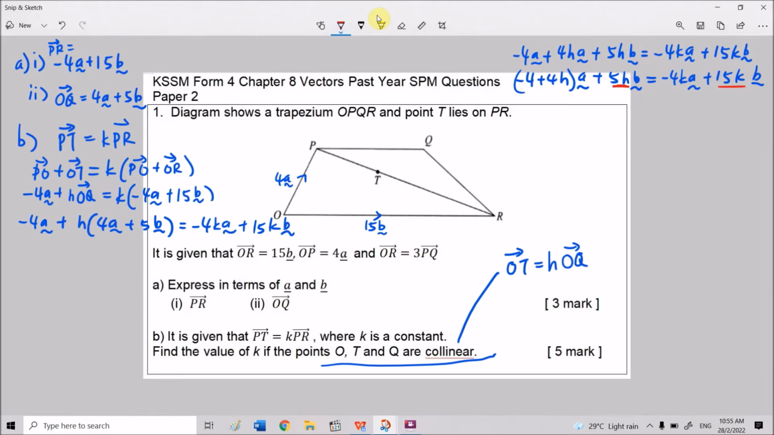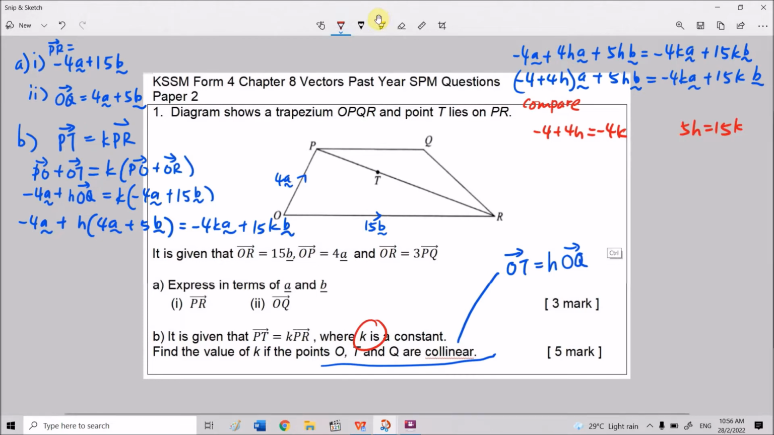You should do a lot of question exercise like this so that you know when you reach this stage here, the next thing you do is comparison. Compare. By comparison, -4 plus 4H equals to -4K, 5H equals to 15K because they are coefficients of the same vector. That's why we can compare this. So 5H equals to 15K. So now we only have to solve this. Since we are looking for the K, we just solve it.